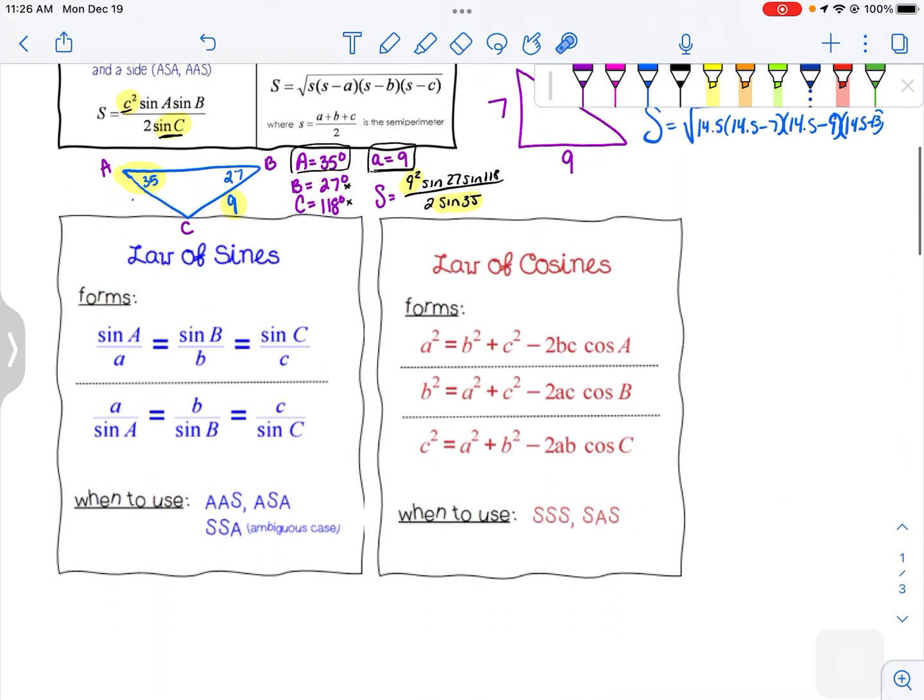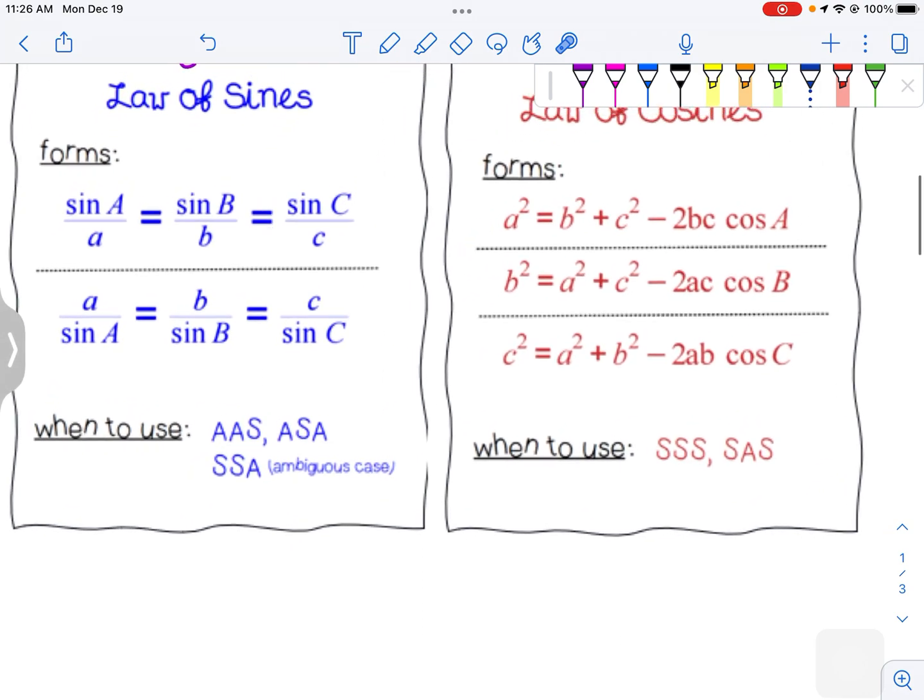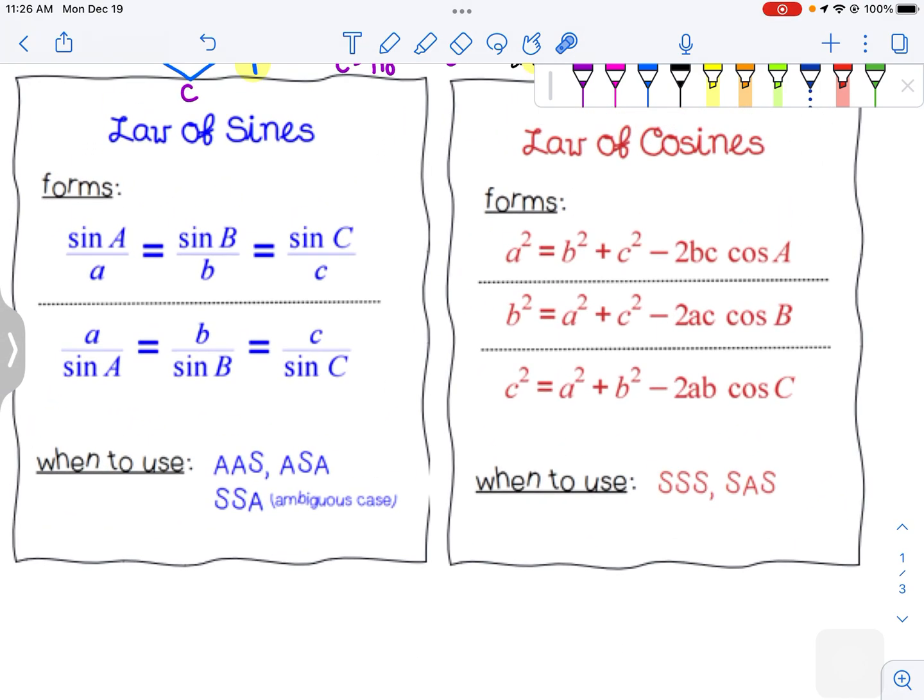Now, law of cosines and law of sines will not, the formula will not be given to you. So you do need to know these. You really only need to learn one of the two, and then when to use them. So law of sines is best used when you have angle, angle, side, or you have side, side, angle, the ambiguous case. So anytime you're given two angles and a side length, you can use law of sines because you can set up a proportion, two angles and a side, and then solve for the missing side.